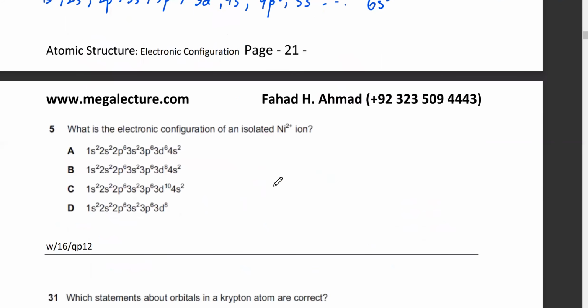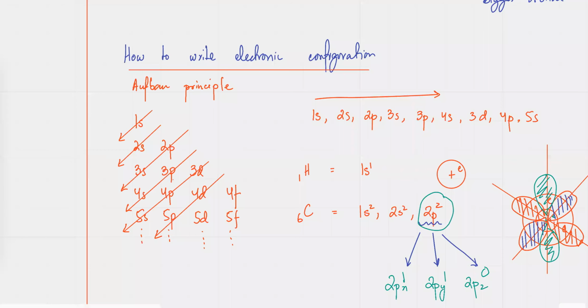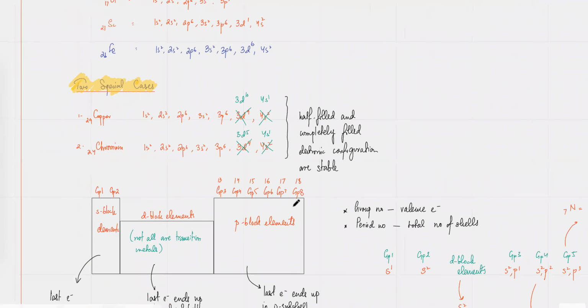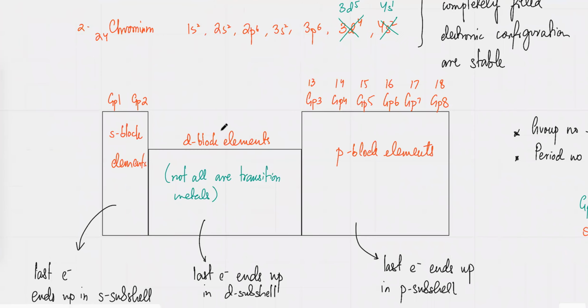So now the next one is, what is the electronic configuration of an isolated nickel 2 plus ion? Now I told you that, again, you have to do this very quickly. You don't have time to sort of look at nickel. You just know that nickel is a transition metal, right? I just told you about transition metals. Nickel is somewhere over here. We're not going to spend our time writing the electronic configuration.